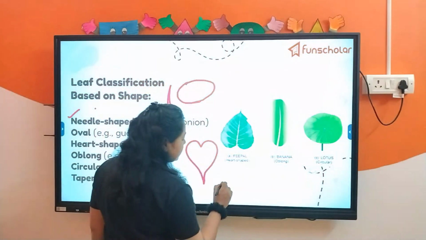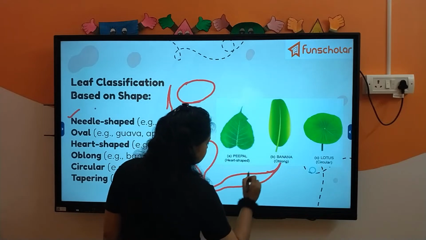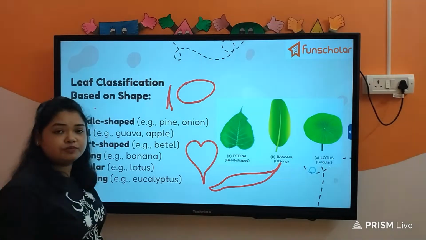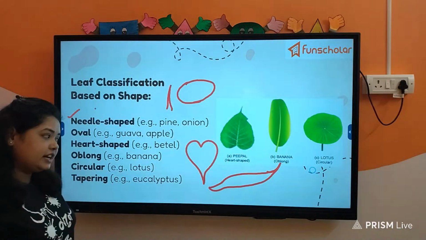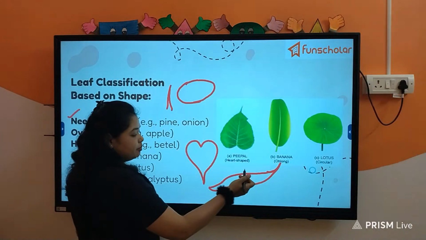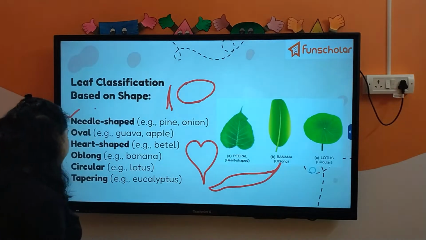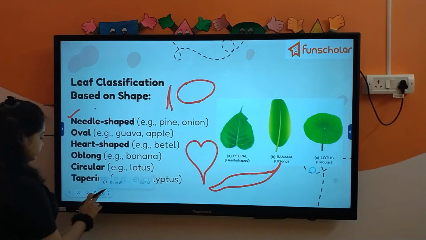Tapering means narrow on both the ends and broad in the middle, just like the shape of the smooth muscle cells. Okay, that we'll be studying later on. So that means narrow on both sides on the ends but broad in the middle. This is the shape of a tapering leaf.